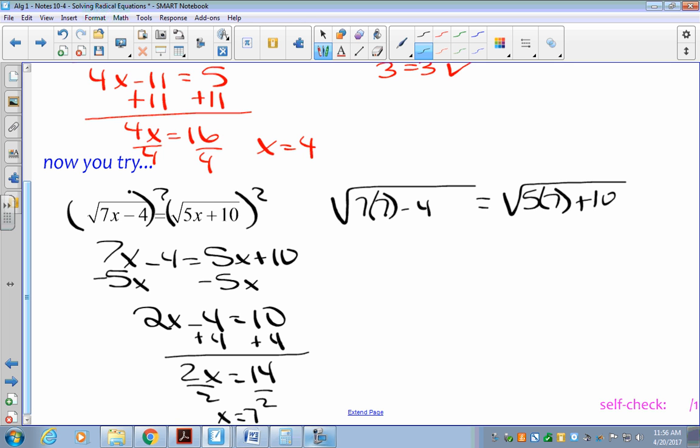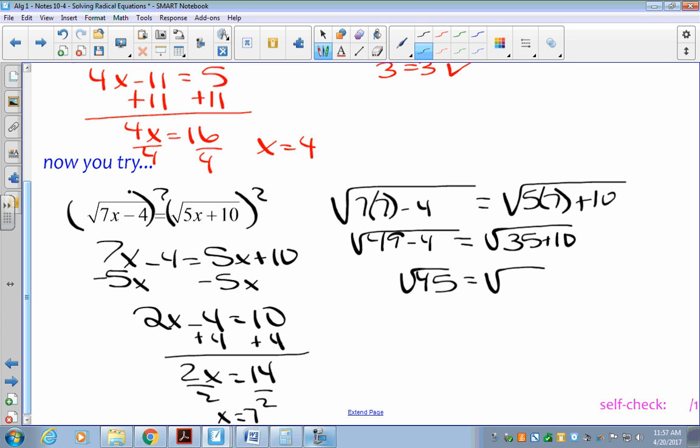Seven times 7 is 49. 5 times 7 is 35. 49 minus 4 is 45. 35 plus 10 is also 45. Square root of 45 is equal to the square root of 45.